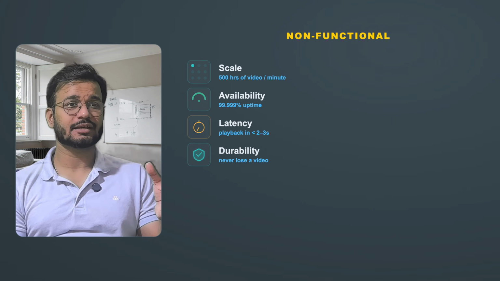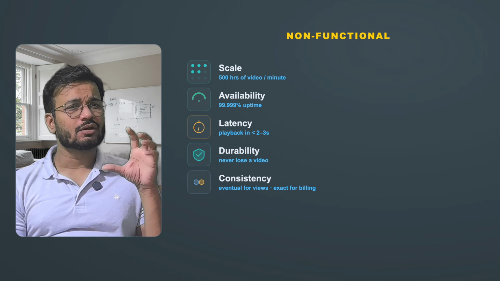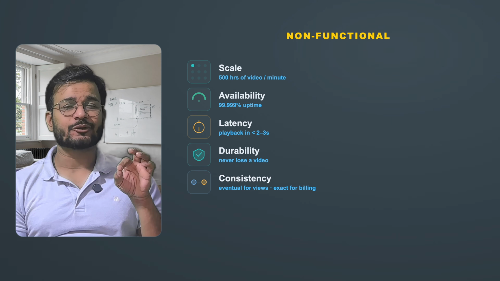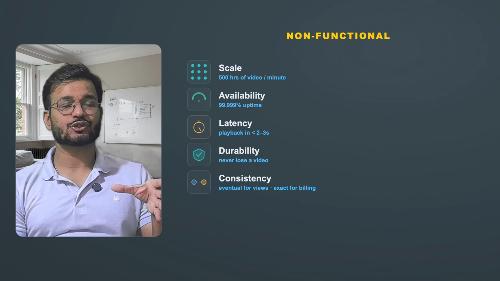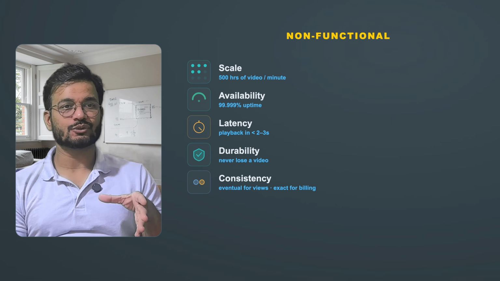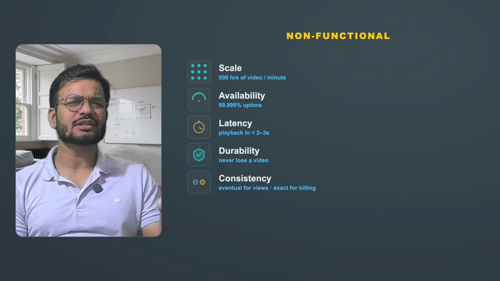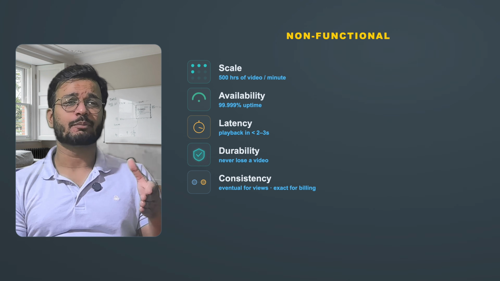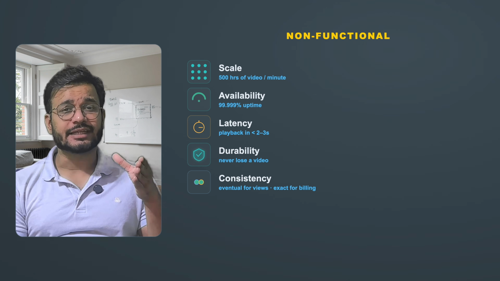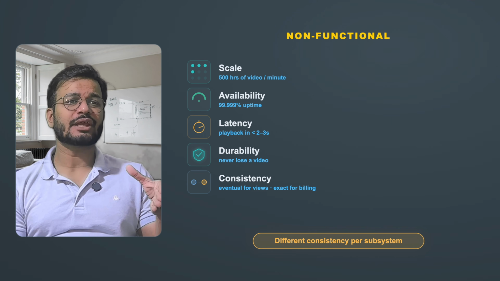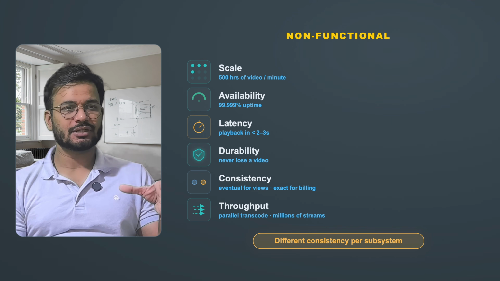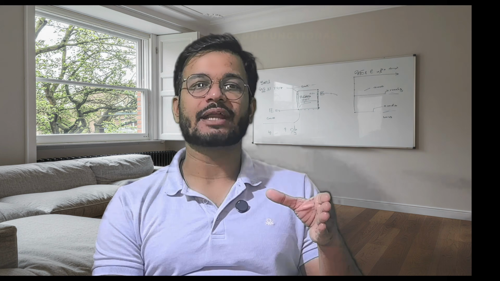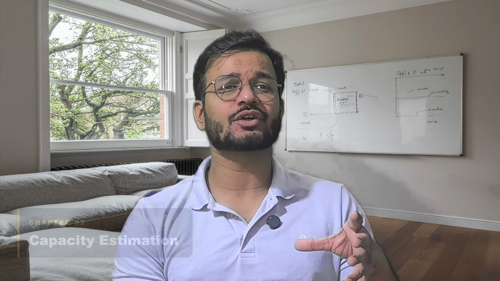The consistency, here is an interesting one. View counts do not need to be exact in real time. A video showing 1 million views versus a video showing 1,031,000 views, no one cares. Eventual consistency is fine for counts, but for billing and ad revenue, that needs to be exact. So we have different consistency requirements for different parts of the system. The throughput: the transcoding pipeline needs to handle massive parallel jobs, and CDN delivery must support millions of concurrent streams.